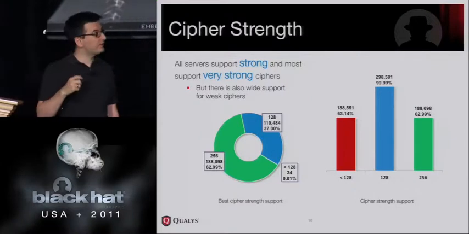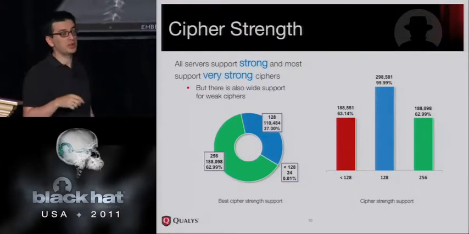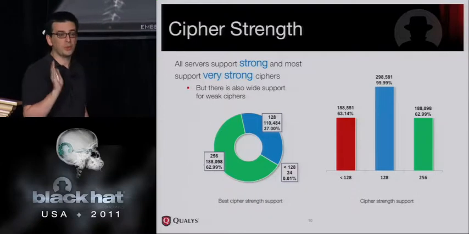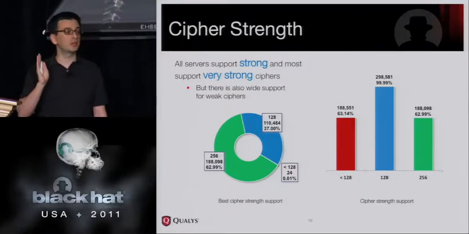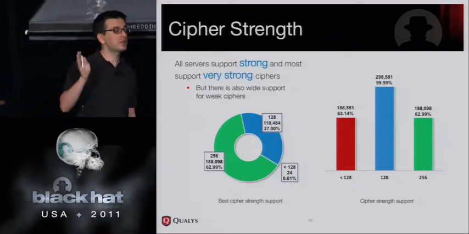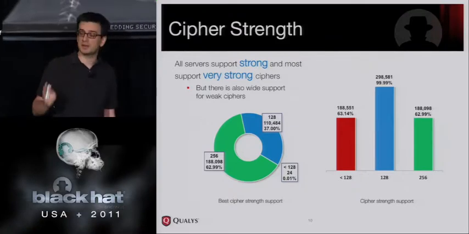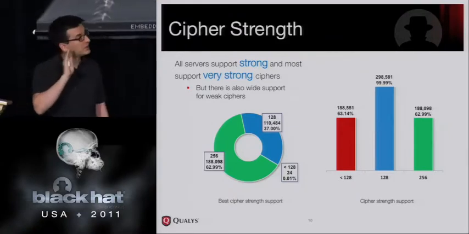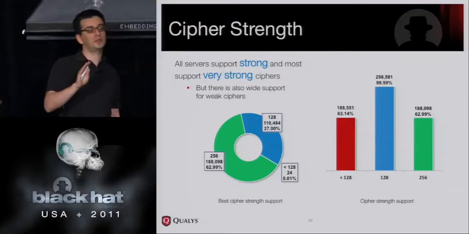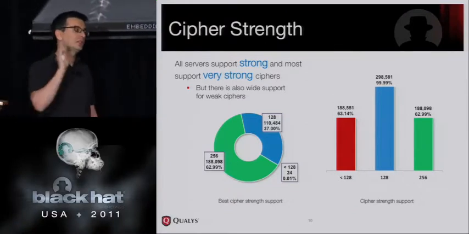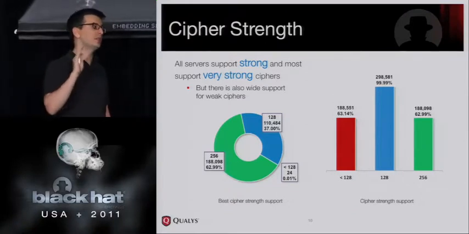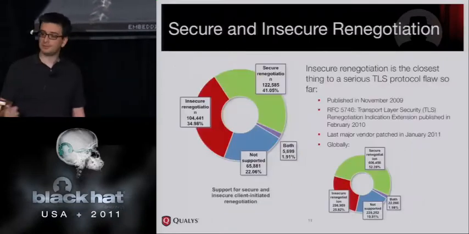Next up is cipher strength. Pretty good news here. You will see that virtually all sites support 128-bit encryption, which is sufficient. Some will support 256 bits. Unfortunately, a large number also support weak cipher suites, which are completely unneeded, but the probable result of having everything enabled by default.